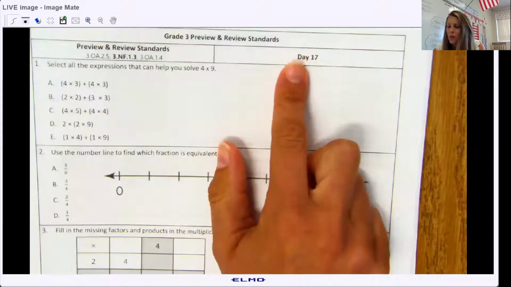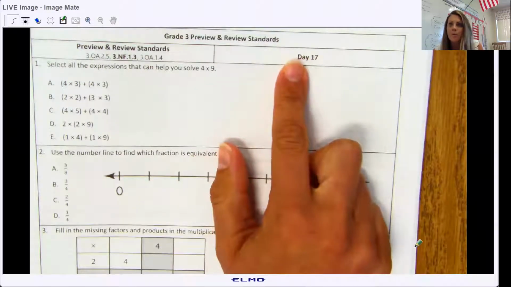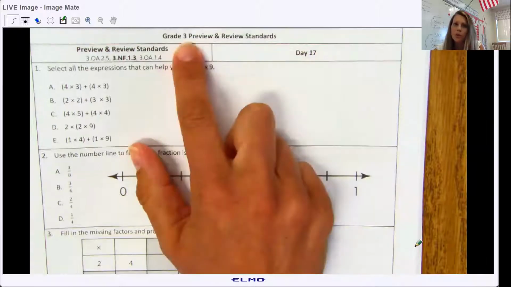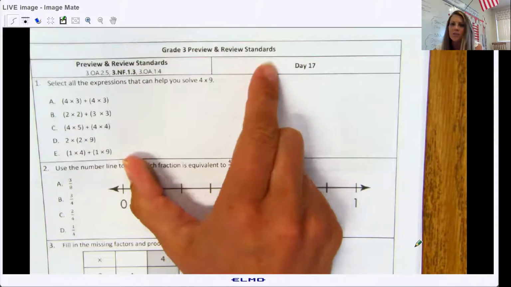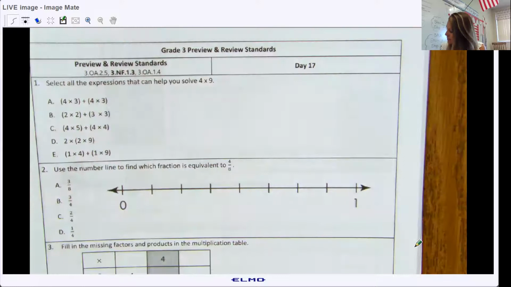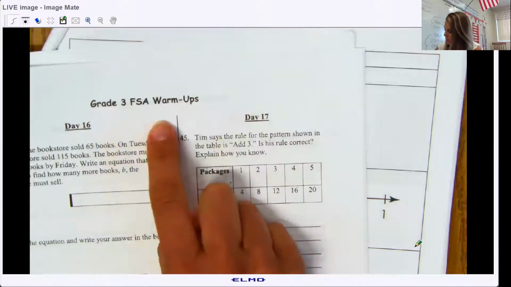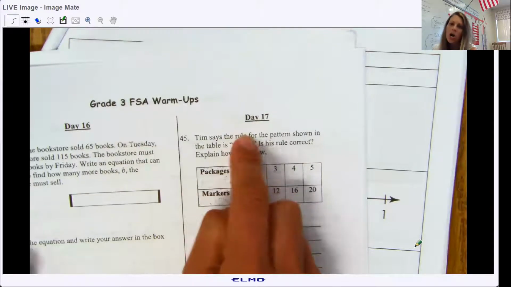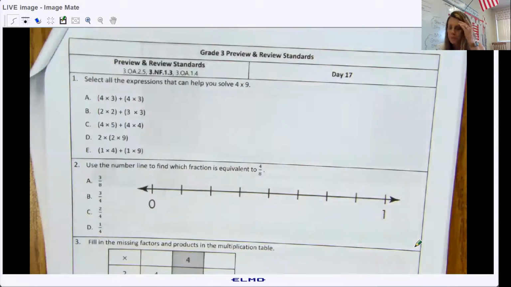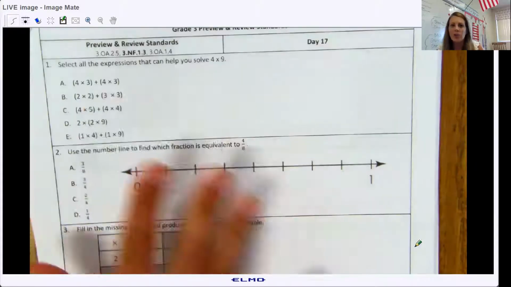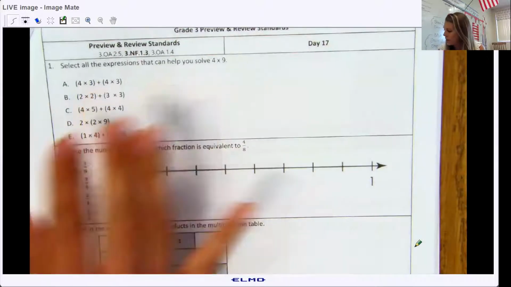So as I'm sharing my screen with you, I would like you to make sure that you are on day 17. So it will be day 17 for both our preview and review standards, and day 17 for our FSA warm-ups. Okay, remember day 17 is on your own for the warm-ups. All right, let's go ahead and look at number 1.